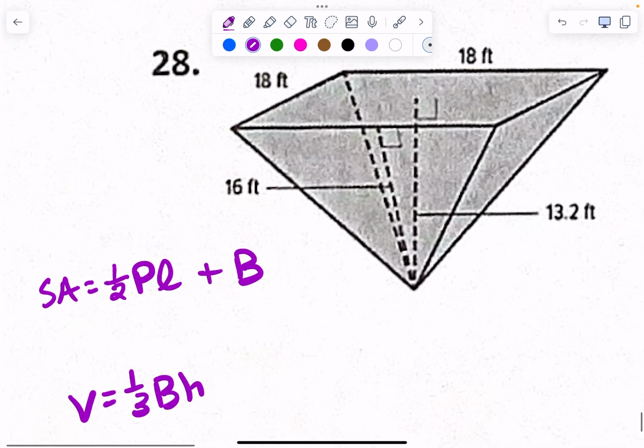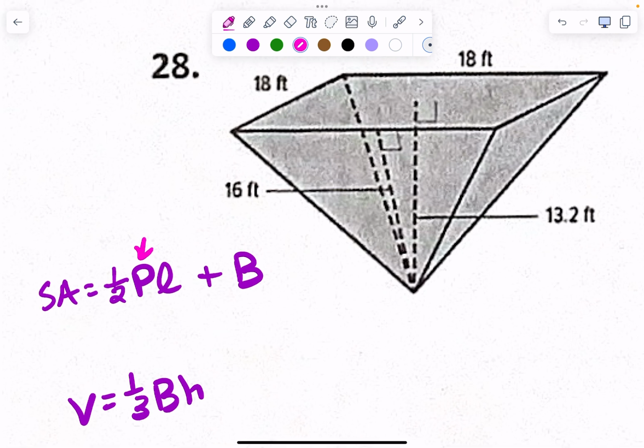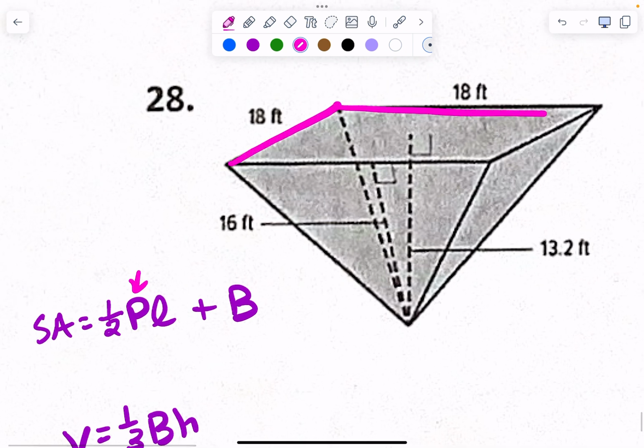Okay, what does capital P stand for? Perimeter. The perimeter of the base. That's why it's a capital letter. You've got to do the perimeter of the base. The base is this thing, 18 by 18 by 18 by 18. If I'm finding the perimeter, I multiply 4 by 18, which is 72. Okay?